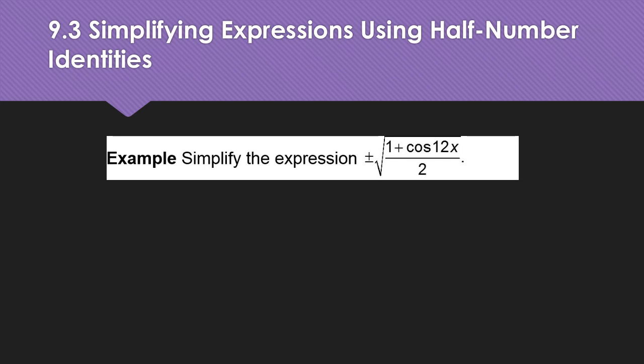And let's try another one. Let's simplify this expression. Now this time, we're kind of working backwards. We have the right side of the identity. We want to figure out what would have been on the left. So pause the recording, look over your identities, figure out which one this matches to. Resume the recording to check your answer.